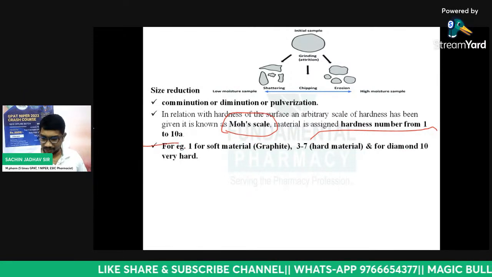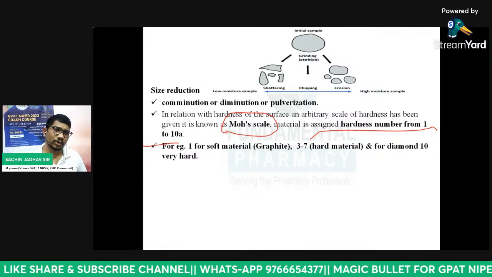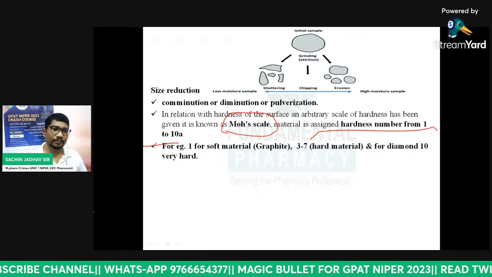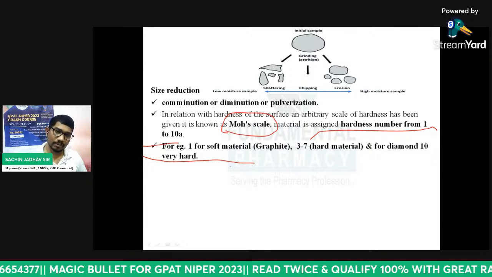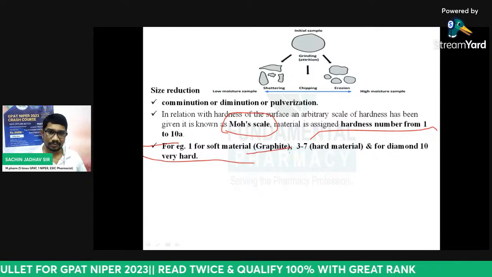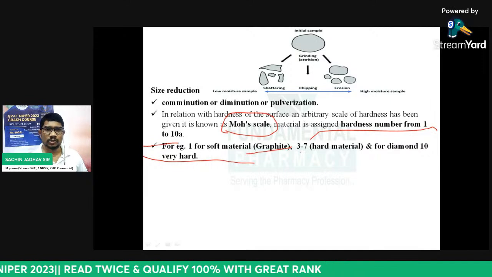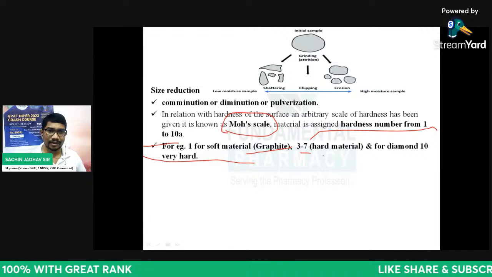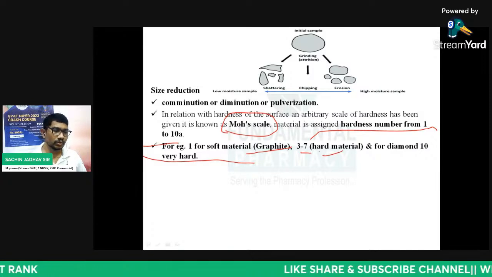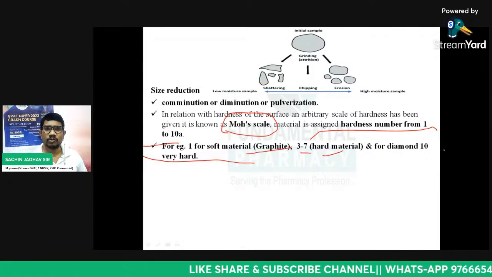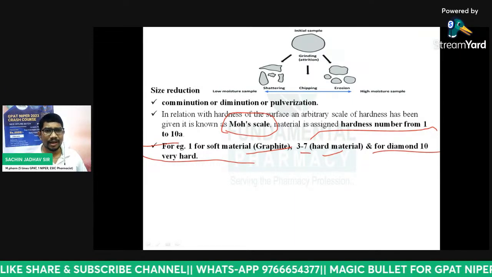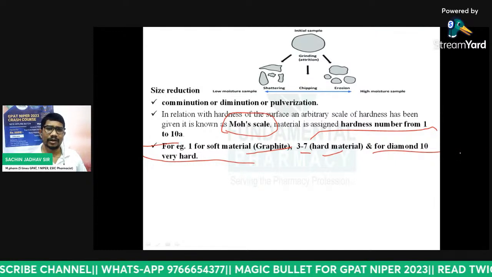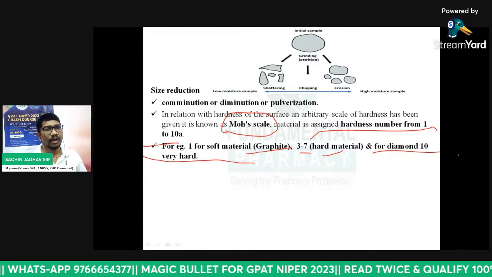So for example, number 1 is given on the Mohs scale for soft material. अगर कोई मटेरियल सॉफ्ट है, इजीली ब्रेक होता है, so that material will be given one number on a Mohs scale. For example, graphite, right? So 3 to 7 number is given for the hard material. Now those materials which are very hard, for example, diamond. Diamond is a very hard material, and that's why it is given number 10 on the Mohs scale.